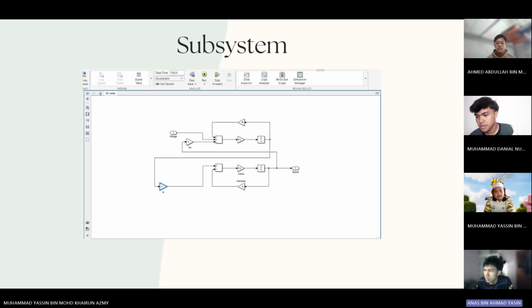This model can also be used inside a control system like the PID system to simulate how the motor responds under different input voltage and feedback conditions. So that's all for the subsystem. And next.